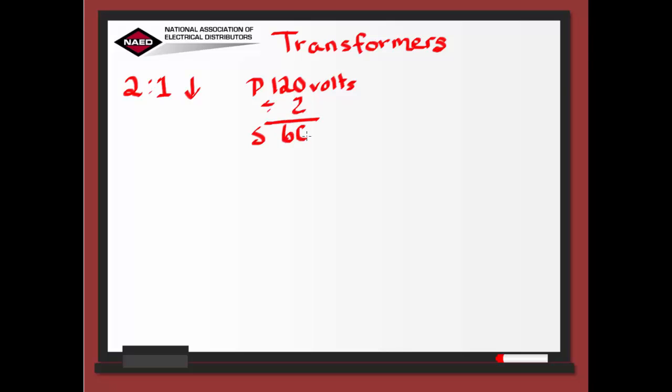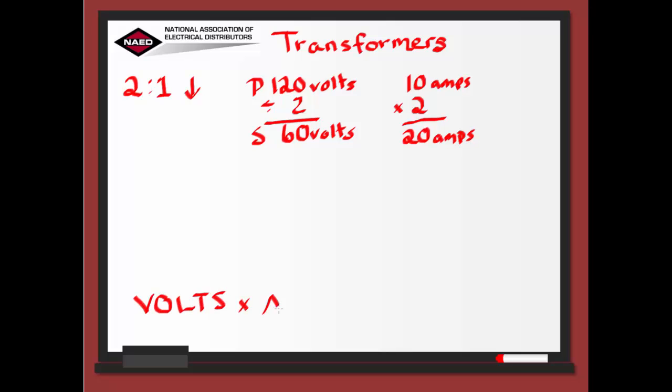Now the amount of current, also known as amperage, behaves directly opposite of the voltage. So if it's a 2-to-1 ratio transformer with a primary of 120 volts with 10 amps, the secondary would be 60 volts with 20 amps, leaving the total watts always the same. So that leaves us with the equation volts multiplied by amps equals power, or watts.